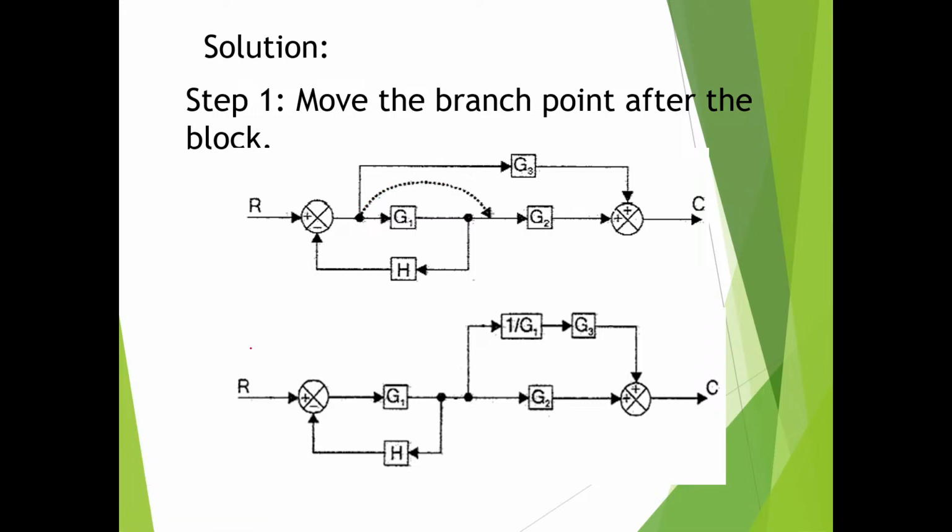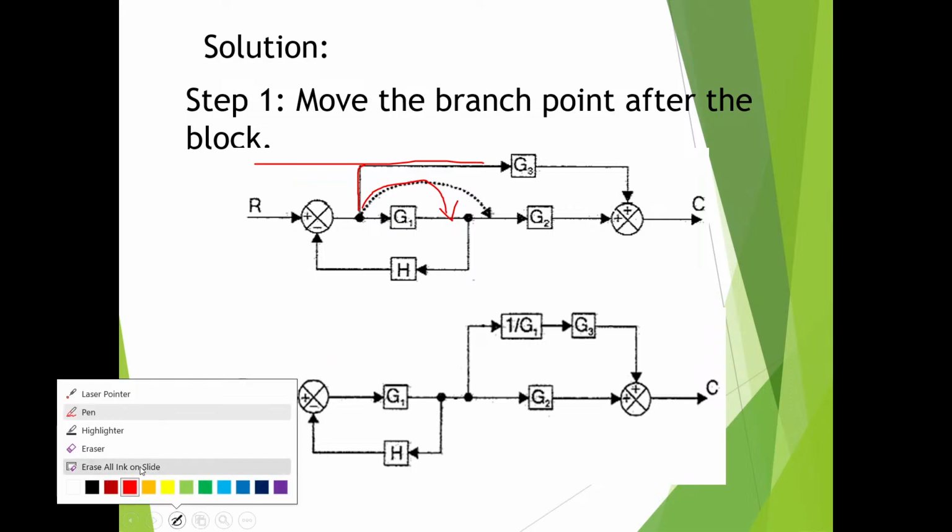See, branch points can move ahead of a block, and even if there is another branch point, you can simply interchange those branch points. I will carefully draw it. I can move this branch point ahead of this block. If I move the branch point ahead of this block, what is the signal that is moved here? This signal is moving ahead of G1. The above loop is moving ahead of G1.